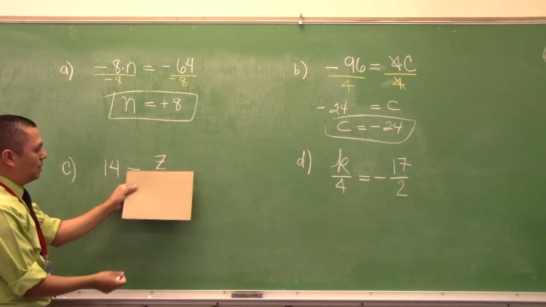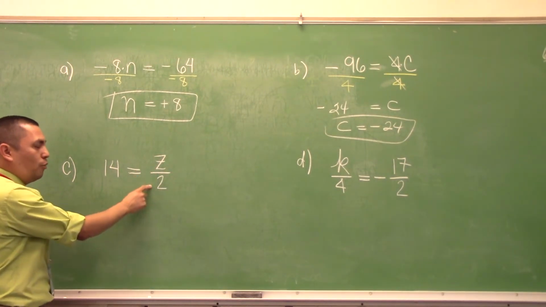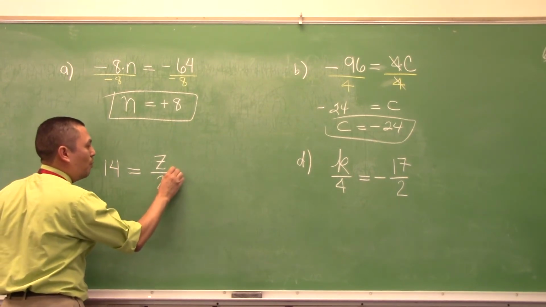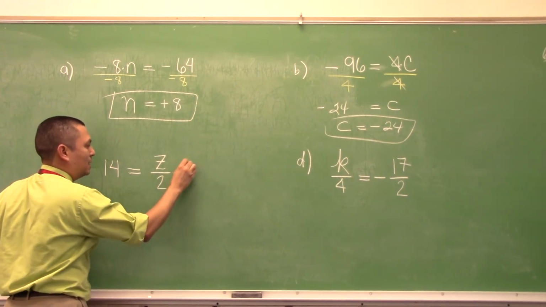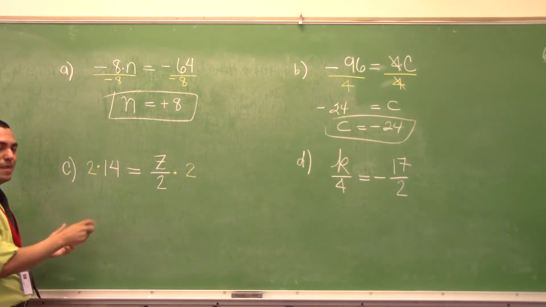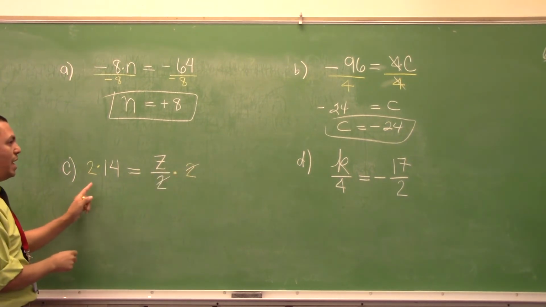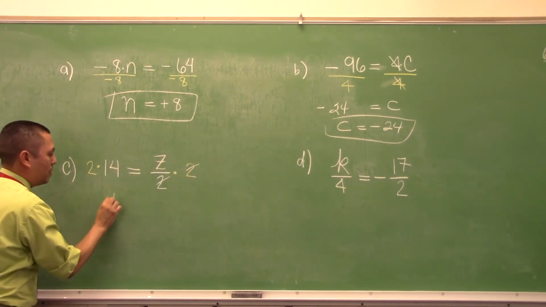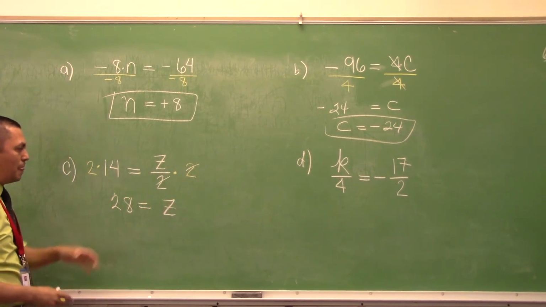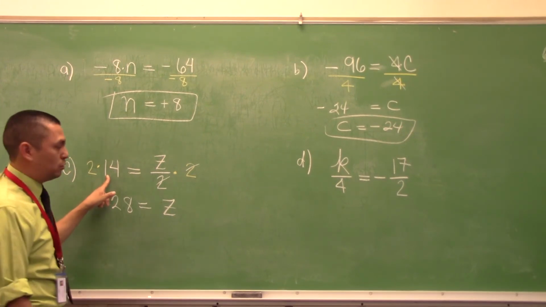C, remember, we need to leave the variable alone, and z is divided by 2. So in this case you have division, and what we're going to do is multiply. Times 2, times 2. Look at this one: 2 divided by 2 is 1, so I'm just going to cross out those 2s. And 2 times 14 is equal to 28, which equals z. And as you can see, 28 divided by 2 is equal to 14. So that's the right solution.